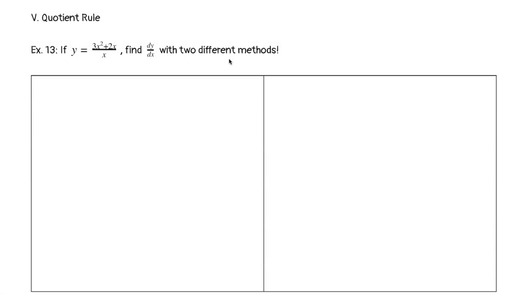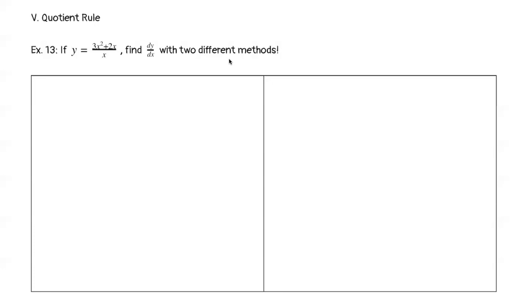So with that being said, with all of the time that we spent on multiplying things, now we're going to be taking a look at what it means to divide things. And let's start off with this particular example where, just like with the product rule, we're going to be able to use two different methods, okay? Two different methods.